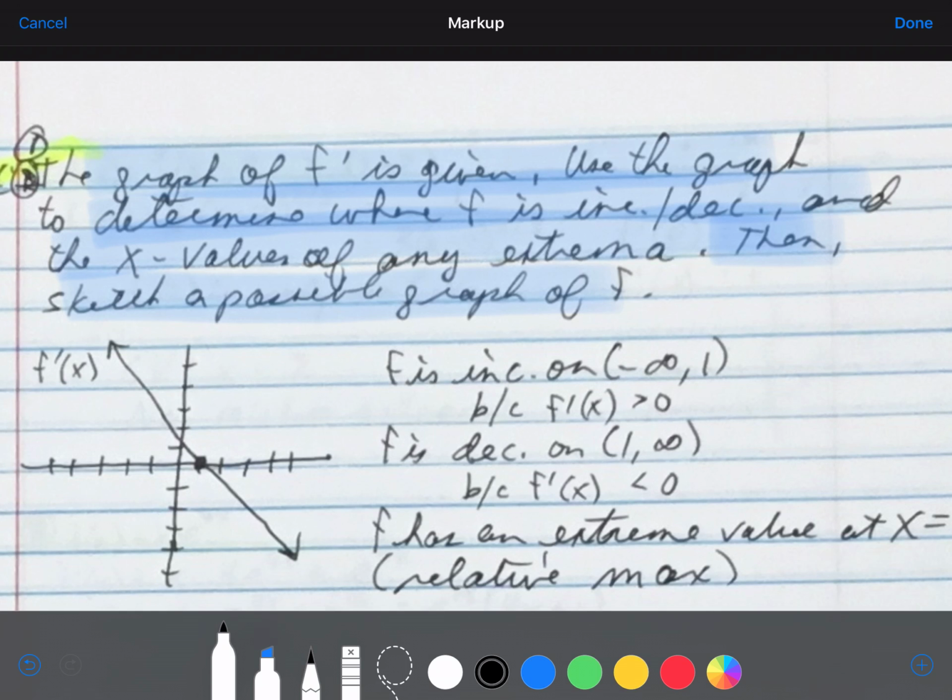Wherever f prime is positive, then we know our function is increasing. So our function should be increasing on this interval from negative infinity to 1. That's where our derivative values are positive, which means the function is increasing. Also notice something else. Those values are positive, but as we get closer to x equals 1, the values of the derivative are getting smaller, right? So they are decreasing in value.